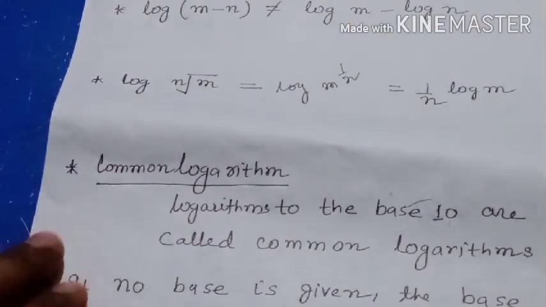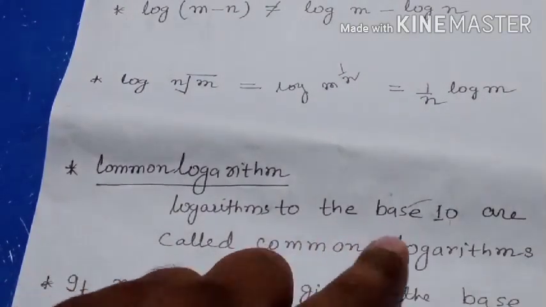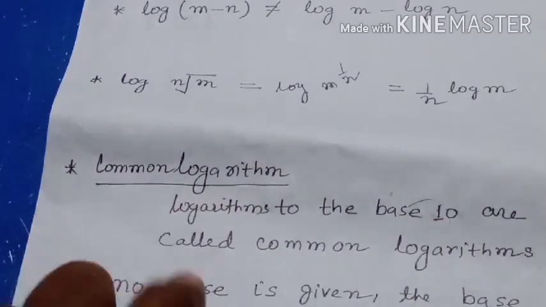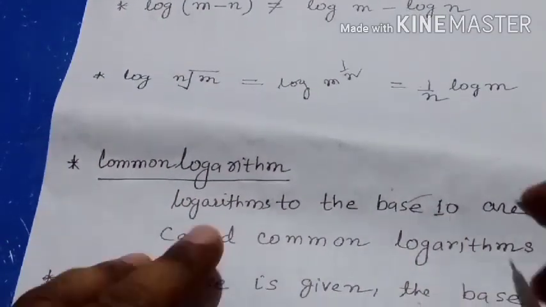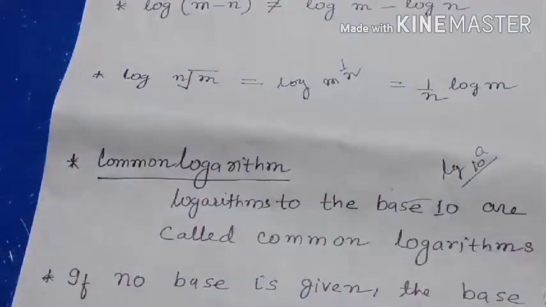Now we'll discuss common logarithm. Generally, when we are discussing logarithm, a base is taken. If the base is taken as 10, this type of logarithm is called common logarithm. Like if you are writing log a to the base 10, this is an example of common logarithm.